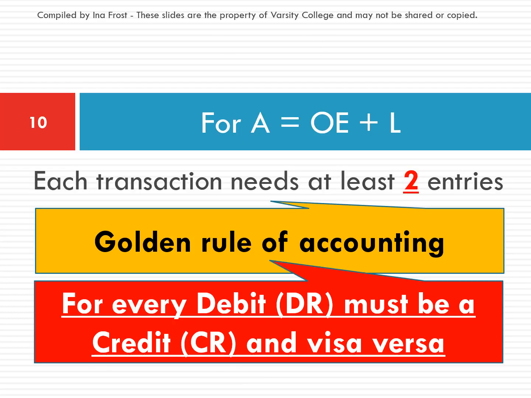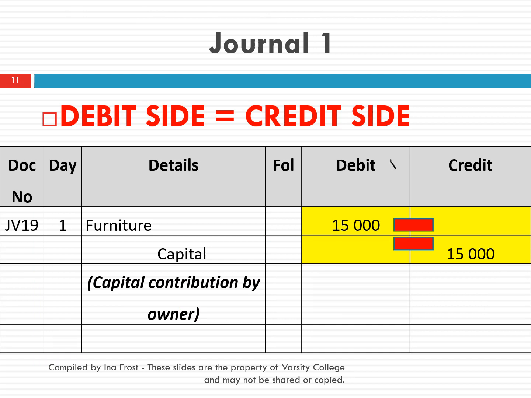Now remember again, the golden rule of accounting says that for every transaction we need at least 2 entries, one of them debit, one of them credit. So your general journal entries are no different. They are still double entries, so you need at least one debit, and you need at least one credit.